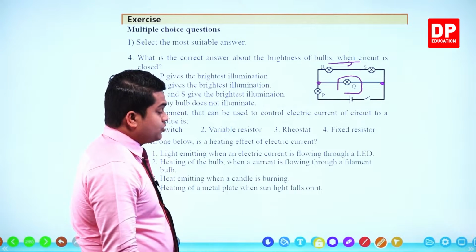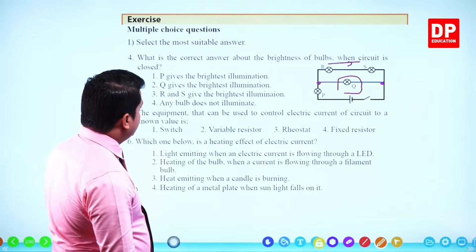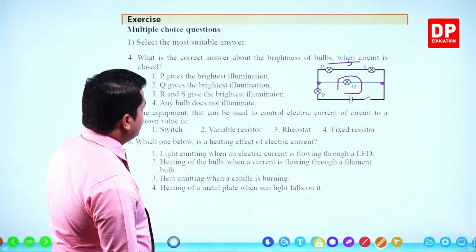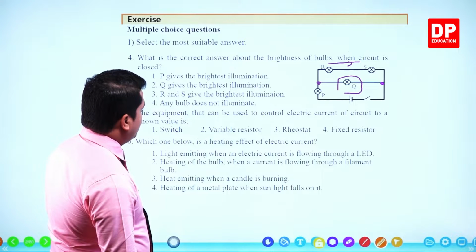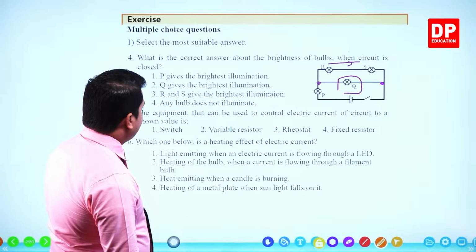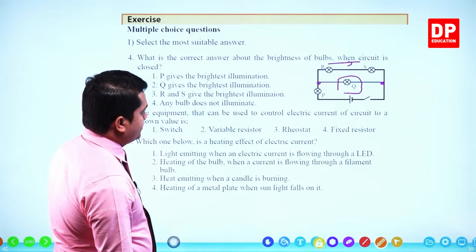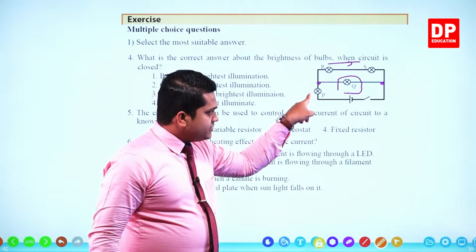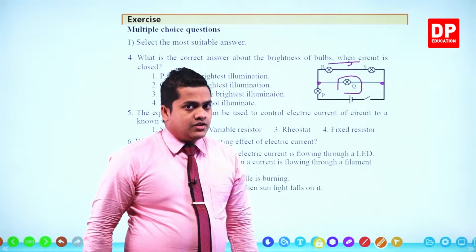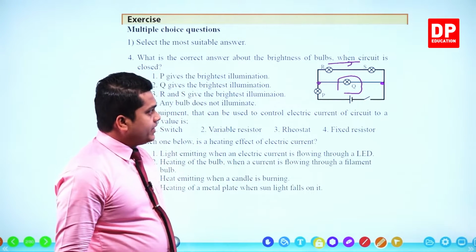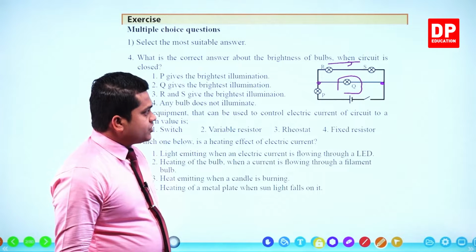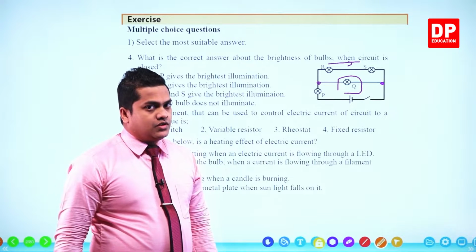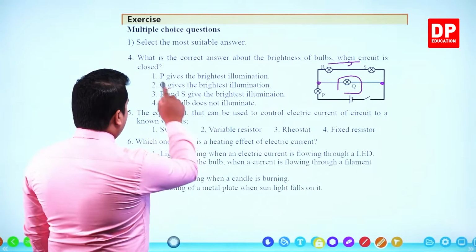First of all, the current is passing to P. Right, now let's see what are the given things. P gives brightest illumination. Q gives the brightest illumination. R and S give the brightest illumination. Any bulb does not illuminate. So once again, like in the previous case, this P bulb is directly connected with the dry cell. So when closing this switch, the P bulb is the one which is going to give the highest brightness. So the highest brightness can be observed in P.